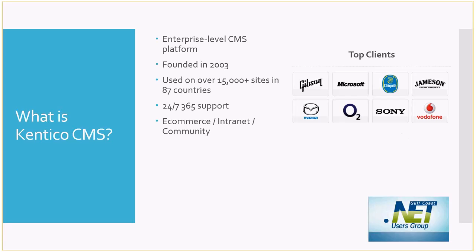That number's kind of hard for Tom to get. Tom Robbins is the chief evangelist of Kentico, because a lot of people install the free version and they can only track it so much. But he knows it's over 15,000 in 87 countries, with 24/7 support, and it has a whole bunch of features built into it. And these are some of the big name clients that use it.